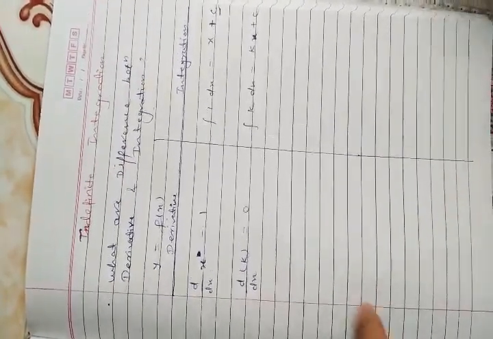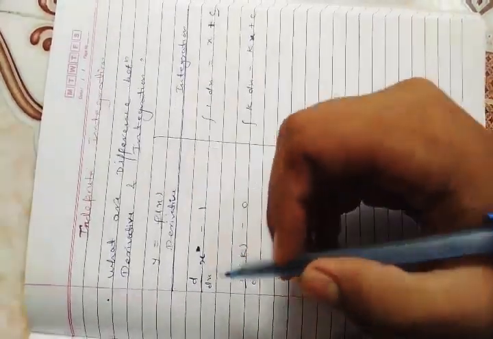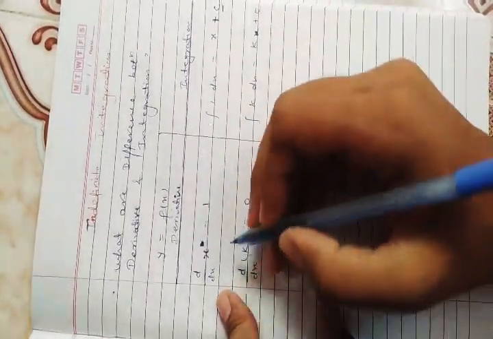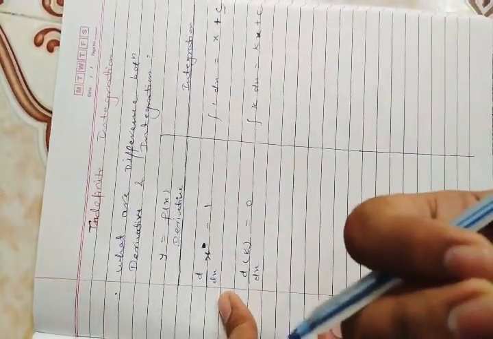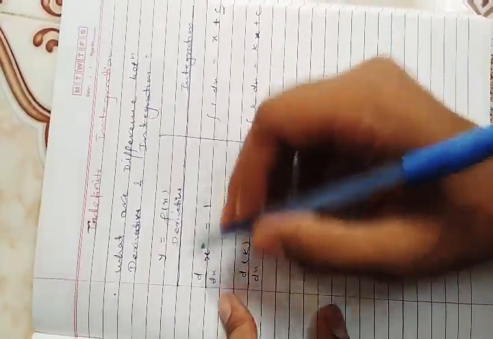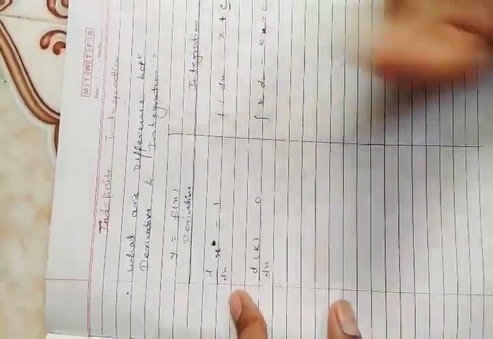We know I have listed some formulas, so you can go through them. d by dx of x equals 1. We used the first principle, so we have got this result, and I have directly listed the formulas. Let's quickly revise these formulas. I am going to write them down one by one, so please stay with me.